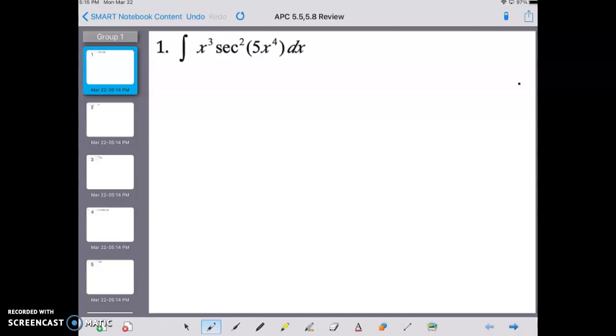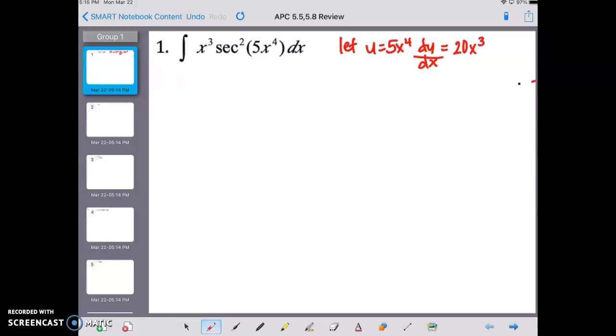Now I know that since I have x cubed times secant squared of 5x to the fourth, I'm definitely going to want to use u substitution for this problem. And since the derivative of 5x to the fourth would be something times x cubed, then I want to let u be 5x to the fourth in this problem. Then my du dx, bring down the 4 times 5 is 20x cubed.